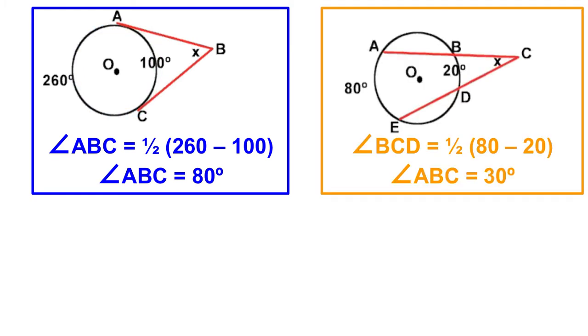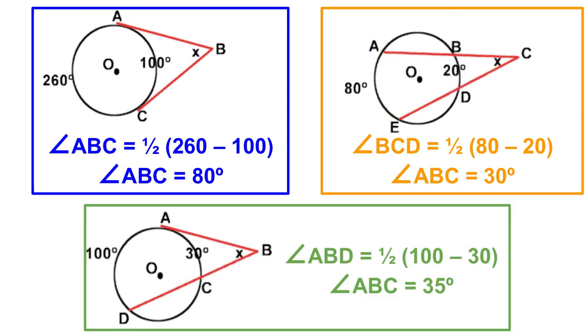Here's another example. This time we've got two secant lines. The first line is touching the circle at points A and B, and the other line is touching the circle at points D and E. We're going to start by taking these two arcs that are formed between the two secant lines, and we're going to subtract them. So 80 minus 20, we'll do that first. That's 60. Take half, you get 30, and there's your answer for the angle.